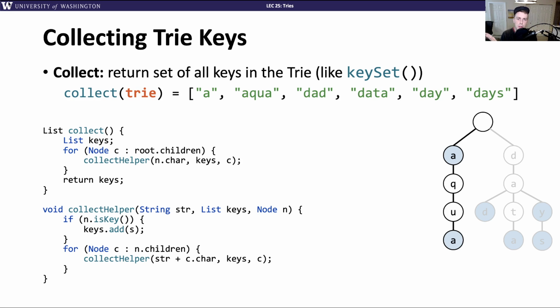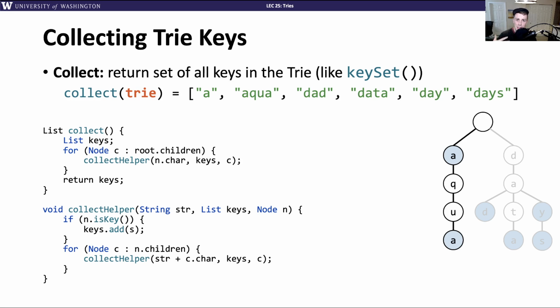I have some pseudocode here that describes this collect operation. It loops over all of the initial children. The big tricky thing is that it's just a graph traversal. It's just a depth first search. But the trick is you keep track of the string you've built up so far. When I'm traversing down A and then Q and then U and then A, I'm building up a string, aqua. And whenever I find a key, I add that string to the list of keys I'm building up. So that's the big idea with collect.